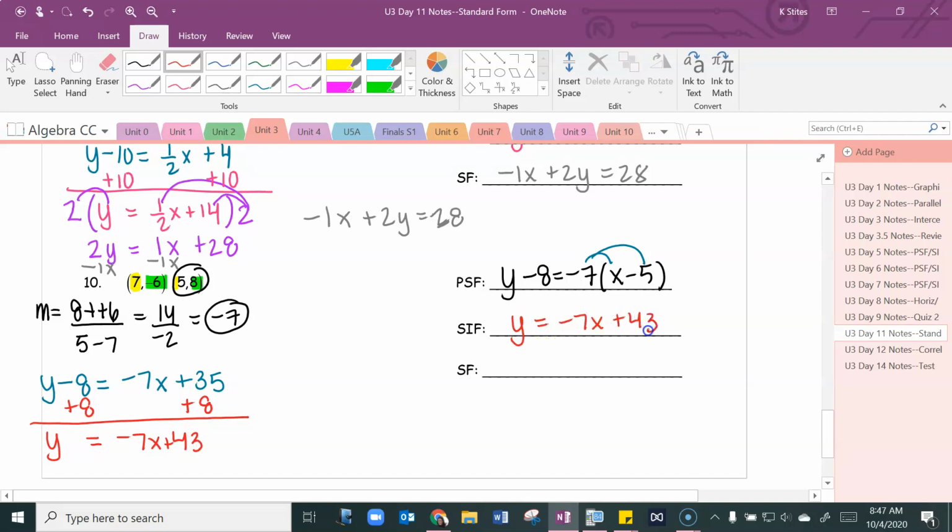And then what's nice about this one is there isn't any fraction, so we don't have to worry about getting rid of a fraction because there isn't one. The only thing we still have to do is to get our x and y together, so we'll go ahead and add our 7x over. And that's just going to be 7x plus y equals 43. And there's your standard form.